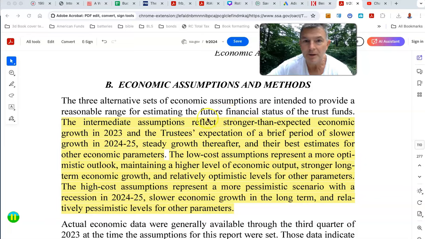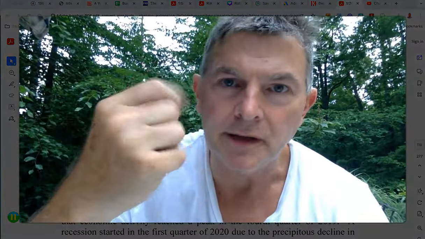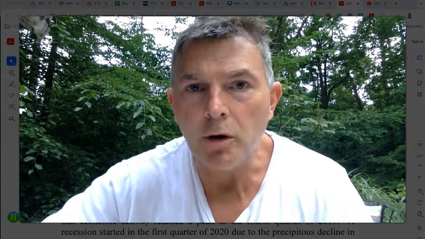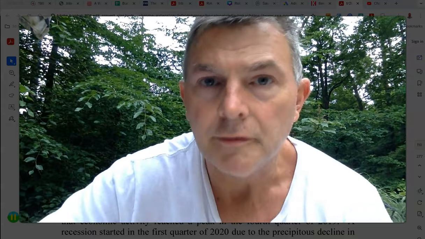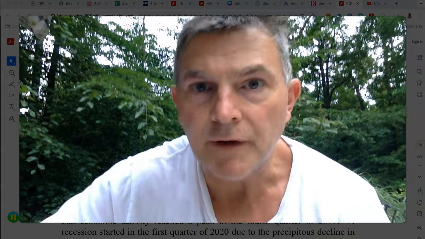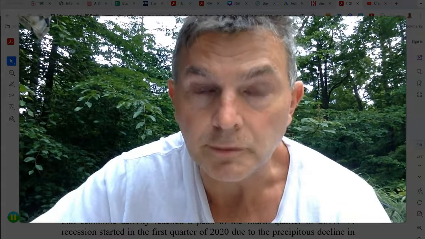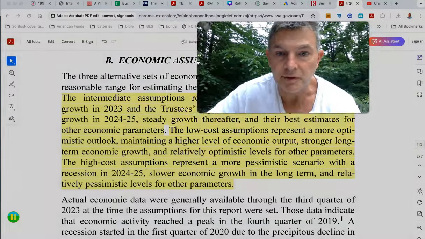I get it. Weird. So remember, there's three things they're looking at. The intermediate is 50% of the 100% probability. Low cost and high cost are each 25%. So you get 25% on the low cost, 50% on intermediate, and 25% on high cost. High cost means it costs more to fund Social Security, which means it's more likely bankrupt, if that makes sense. All right, so let's keep going here.